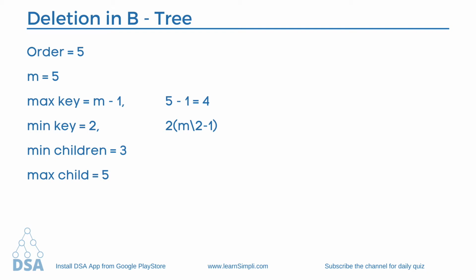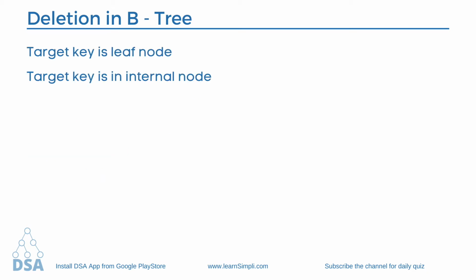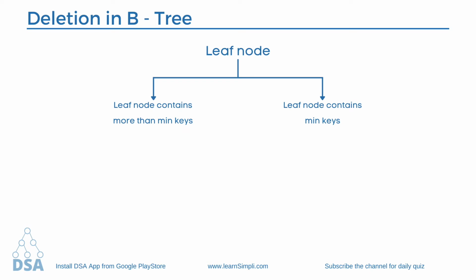If you want to delete any key from the B tree, there are two possibilities. Either the target key is in a leaf node, or the target key is in an internal node. First we will see how to delete a key in a leaf node. Again, there are two sub cases while deleting a key from a leaf node.